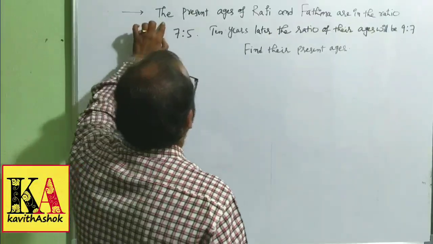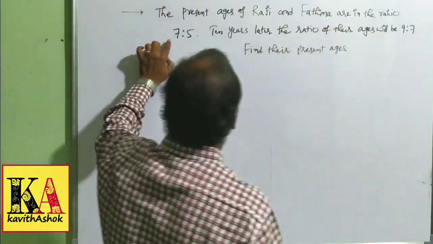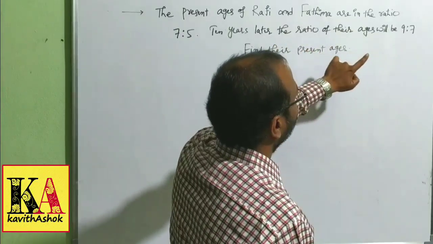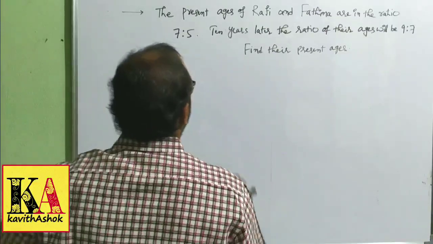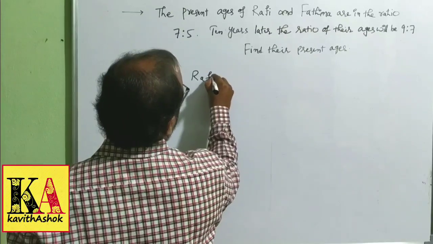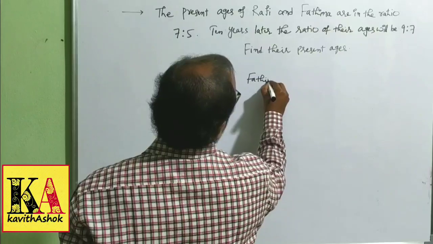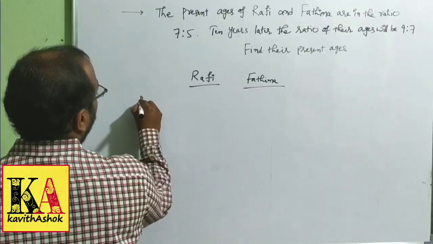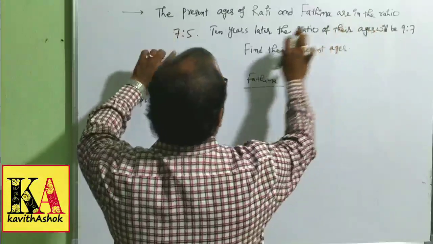Look at here. The present ages of Rafi and Fatima are in the ratio 7:5. 10 years later, the ratio of their ages will be 9:7. Find their present ages. Okay. Two members are there, Rafi and Fatima. Our aim is to find out the present ages. Instead of giving the age, they have given the ratio.